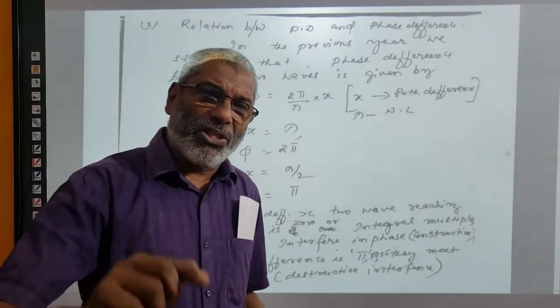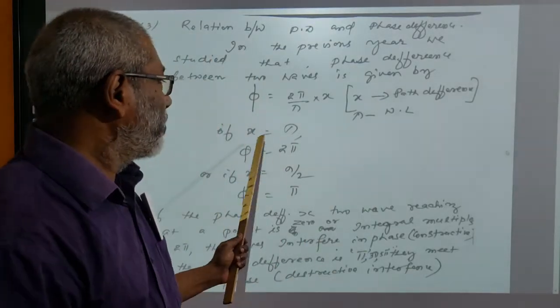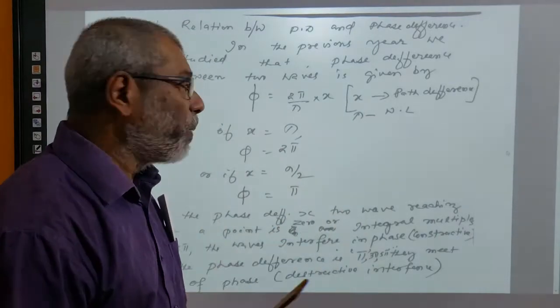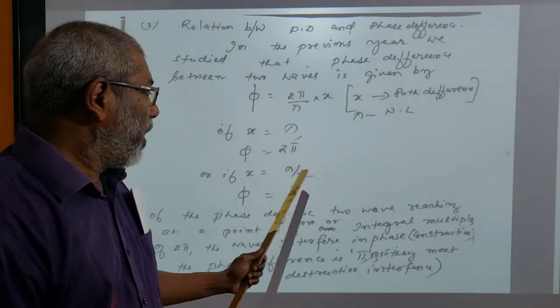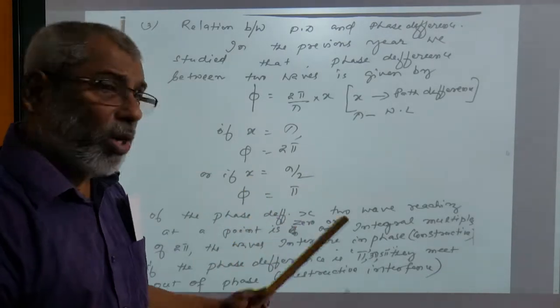Suppose that if x is equal to lambda, then phi is equal to 2 pi. Remember this relation, very important. If x is equal to lambda by 2, then phi is equal to pi.